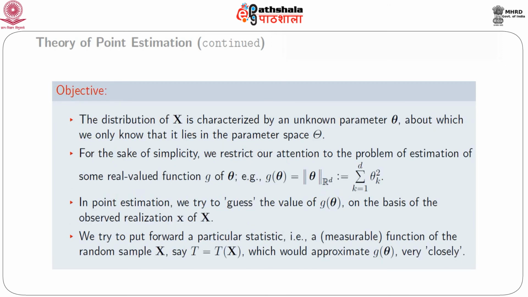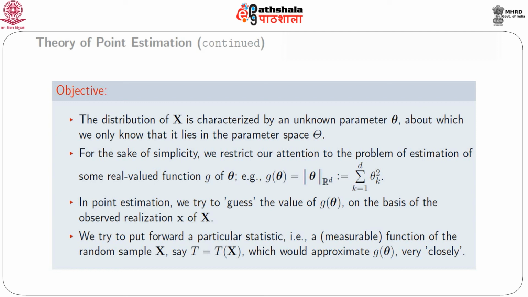Now we introduce the basic objective of our point estimation problem. The distribution of x vector is characterized by an unknown parameter theta, about which we only know that it lies in the parameter space script theta. For the sake of simplicity, we restrict our attention to the problem of estimation of some real valued function of theta, say g theta. Say for example, g theta equals summation k from 1 to d theta k square.